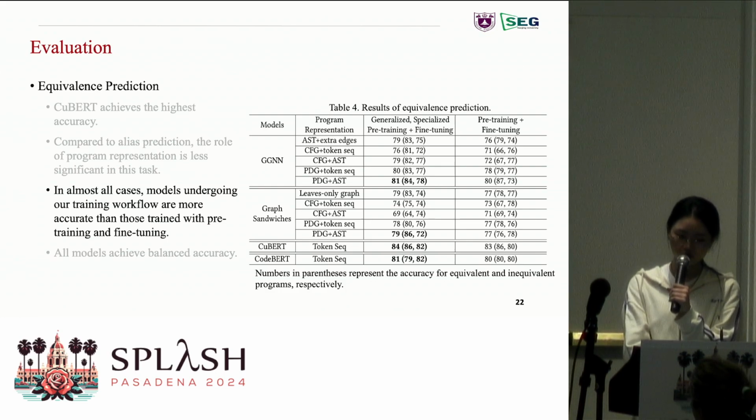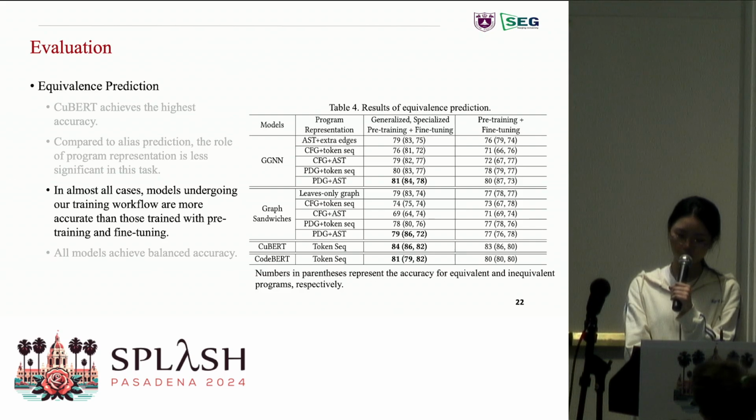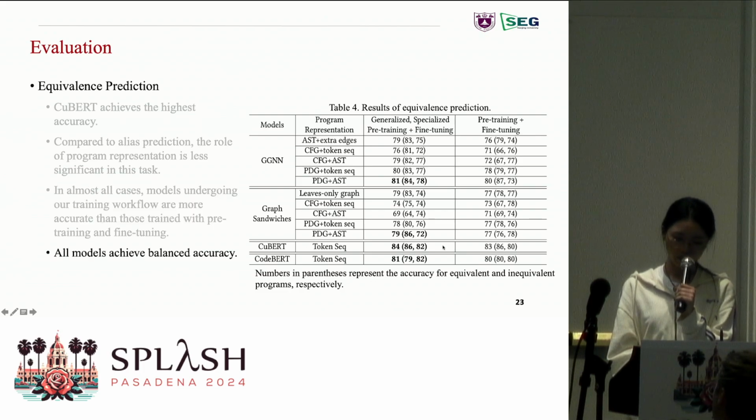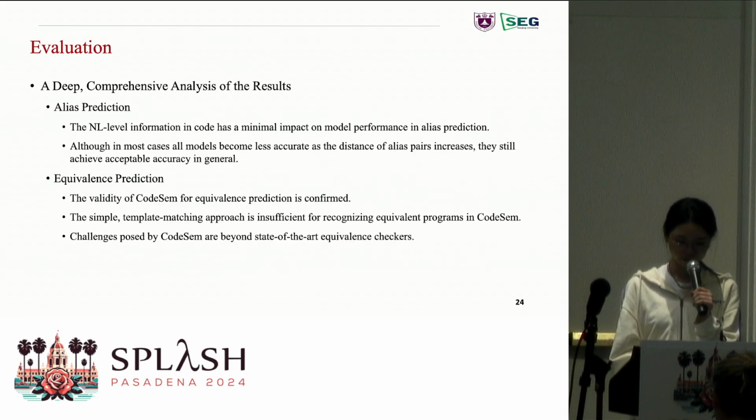Regarding training approach, in almost all cases, models undergoing our training workflow are more accurate than those trained with pre-training and fine-tuning. Together with the results of alias prediction, we think this confirms the role of the specialized pre-training stage in training models towards solving foundational program analysis tasks. At last, all models achieve balanced accuracy.